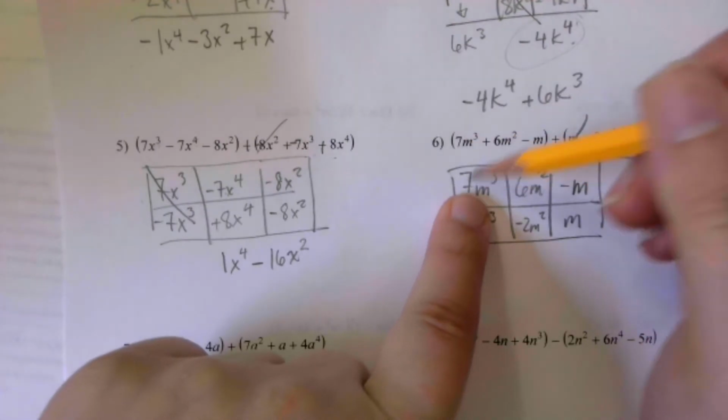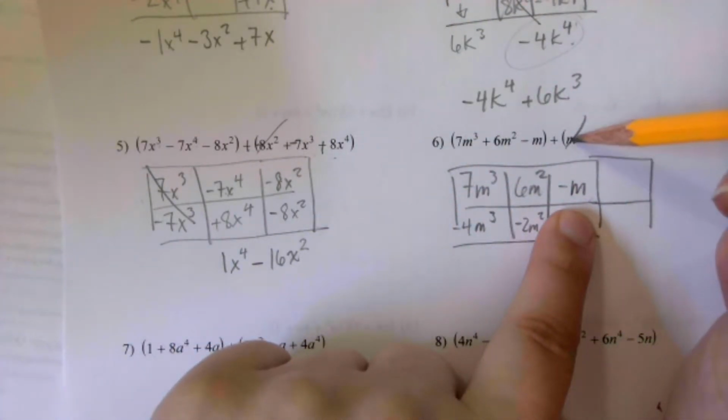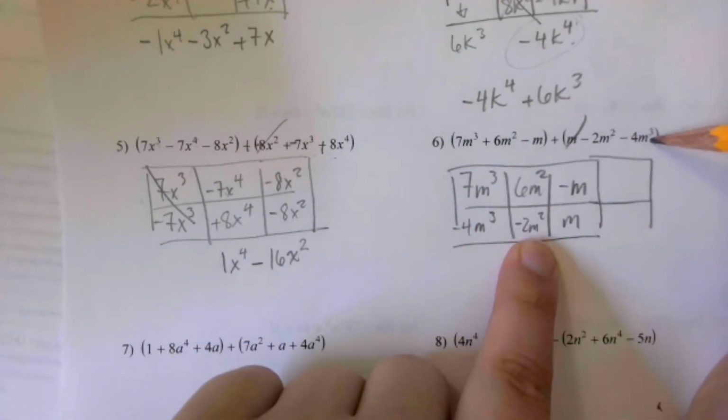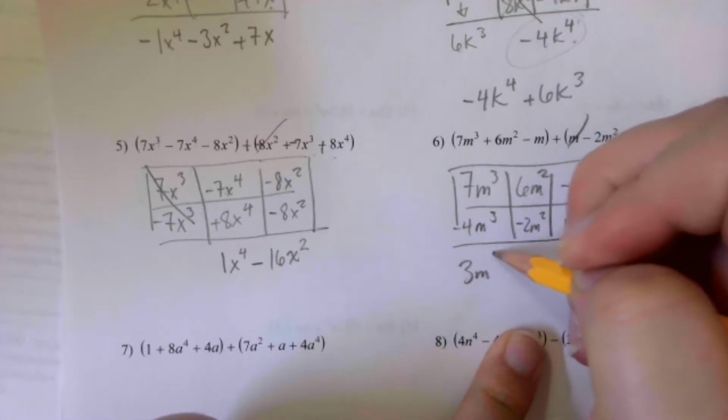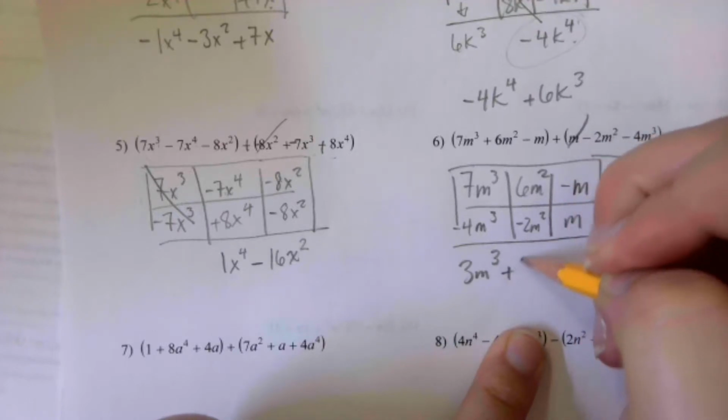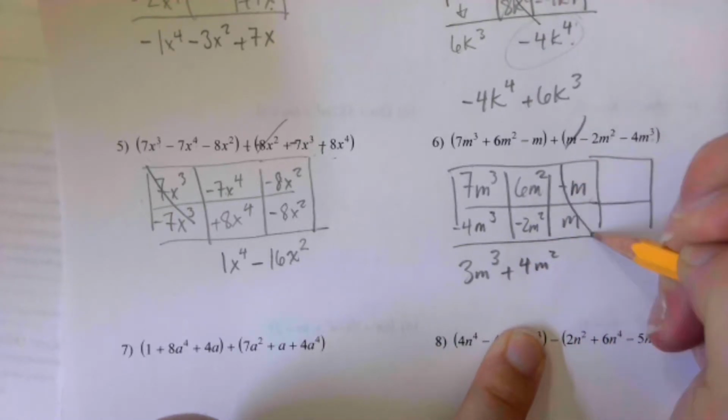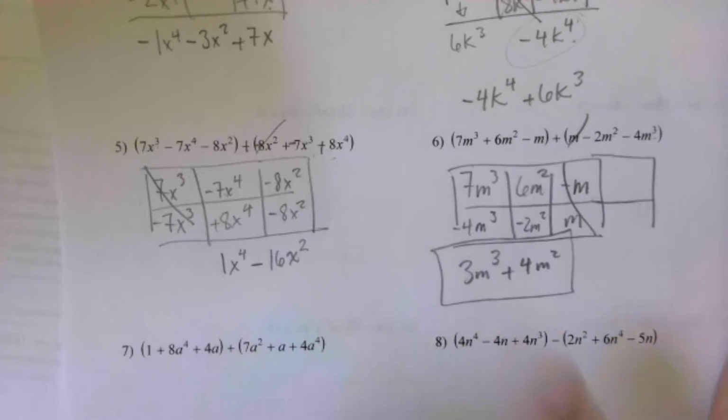Double checking my work. Most common mistake is copying it down wrong. 7 take away 4, 3. 6 take away 2, 4. And then that's gone. And that's my answer.